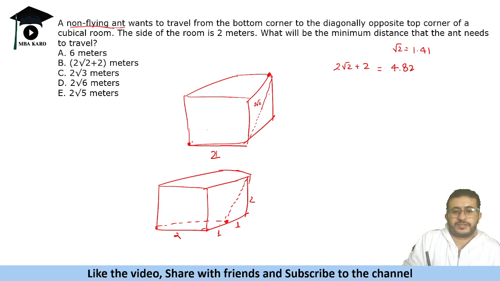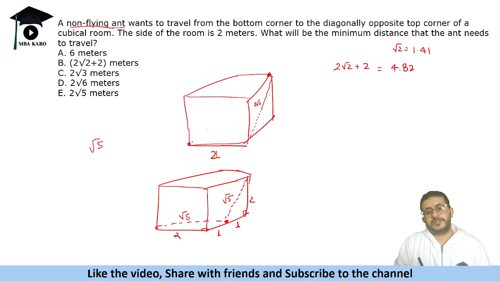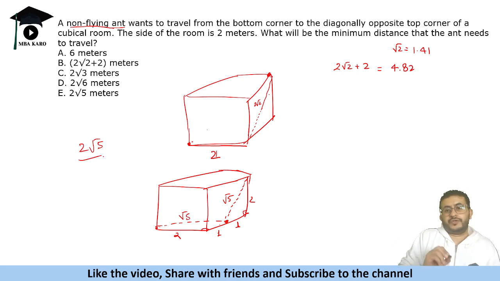Okay, so this is a 3D image. So understand this, this is 2 and 1. So this distance is going to be root 5. And this distance, this is 1 and this is 2. So again, this distance is root 5. Okay, if it covers this way, the distance covered is 2 root 5.